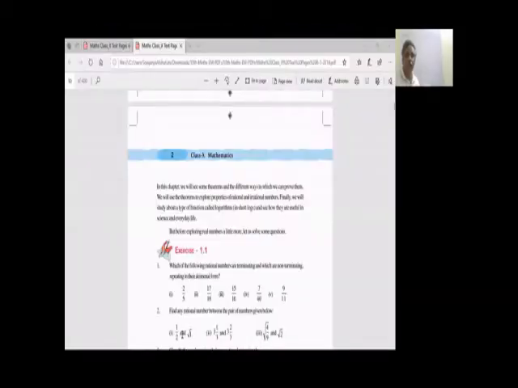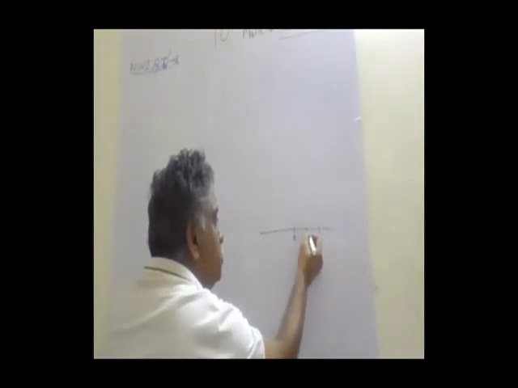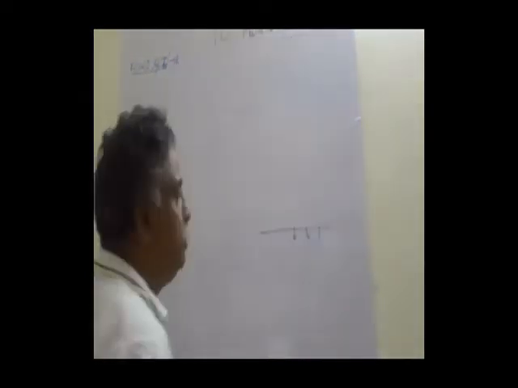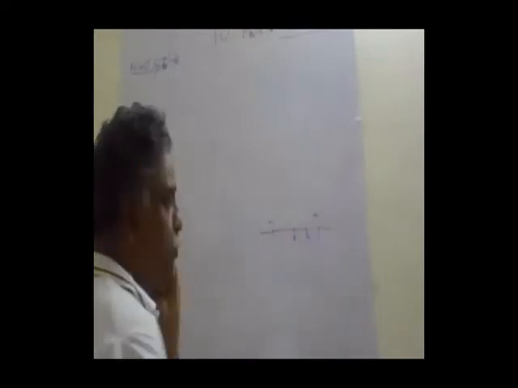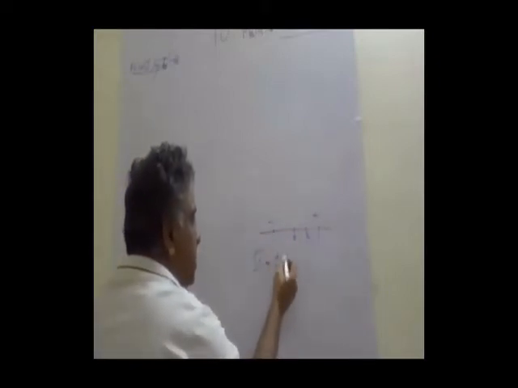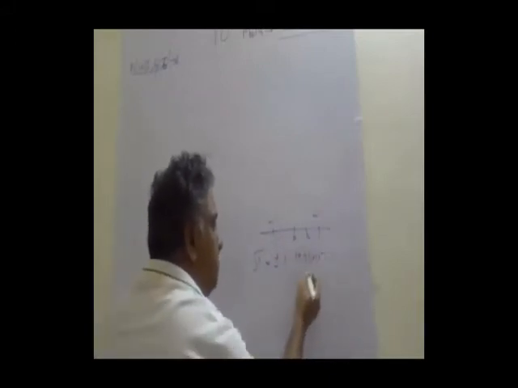Okay, between half and root 1. Half and root 1. If you see half and root 1, this is the number line. This is 0, this is 1, this is half. Now what is root 1? Root 1 is plus 1 or minus 1. Because plus 1 into plus 1 is equal to 1. Minus 1 into minus 1 is equal to 1.